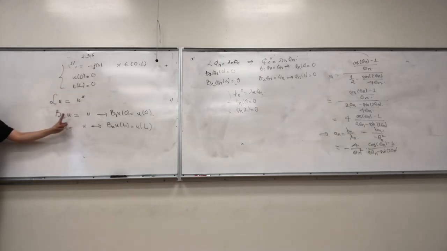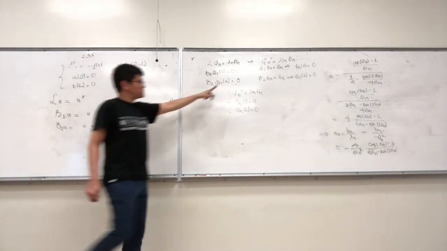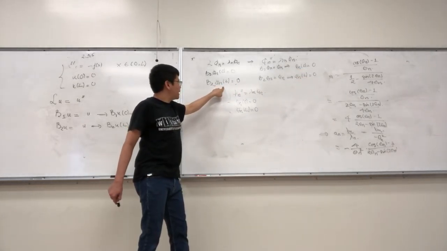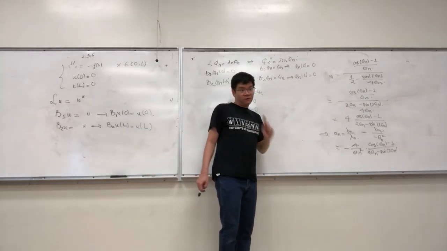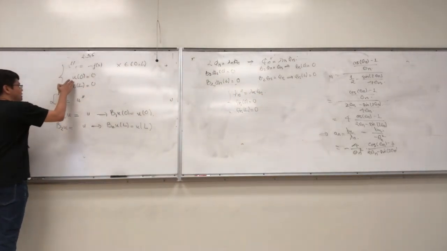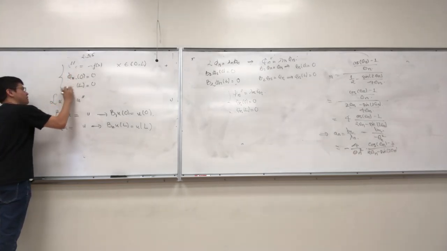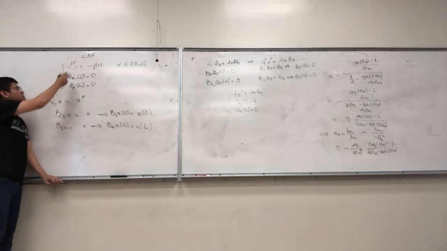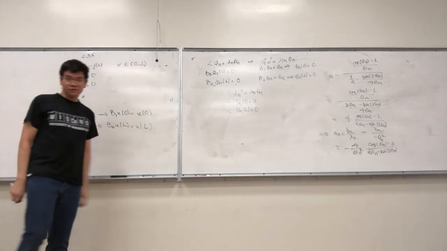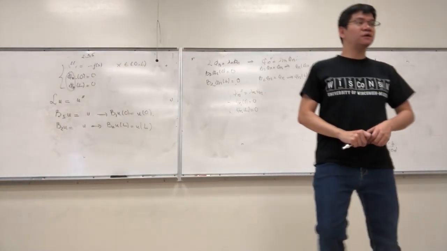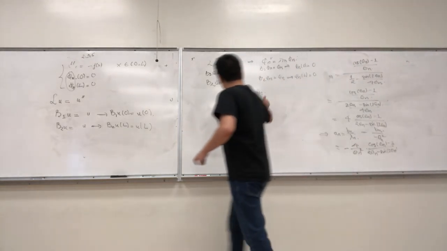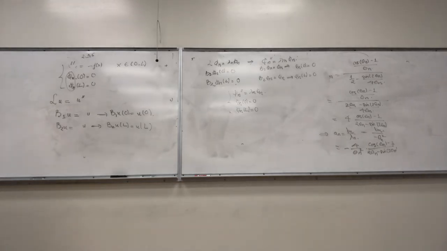You have u of 0 is 0, which means that B1 of u is u. So you translate here, you have phi n of 0 is 0. B2 of phi n, L is 0, which means that phi n of L is 0, right? So basically what you do is you replace u by phi n to get new boundary conditions. It's clear? Questions? So this is the boundary value problem, the eigenvalue problem that you have to solve.